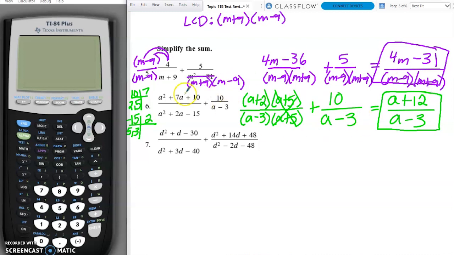So again, keep this trick in mind. Sometimes if you can factor that numerator, try to factor it as well so that way you can cancel out some like terms. All right, let's switch colors one more time.